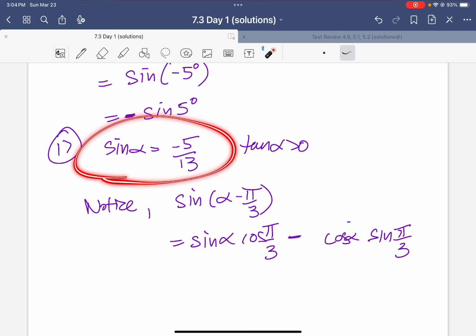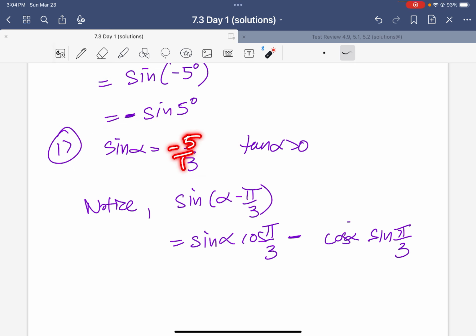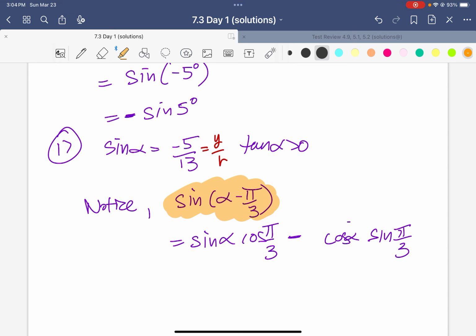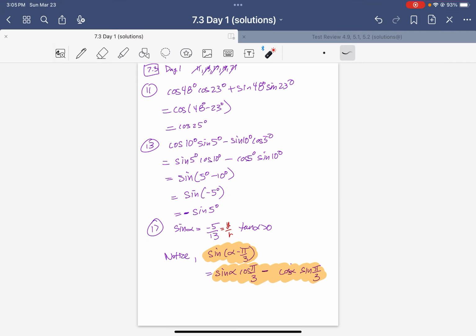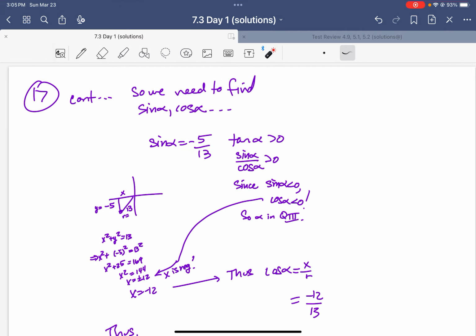Well, then if you have the sine of alpha is -5/13, don't forget sine is y over r, so that's telling you y and r, and the tangent is positive. Well, first off, notice that what we're trying to find is the sine of alpha minus pi/3. Well, the first thing we can do is apply the difference formula and rewrite it like so. Sine, cosine, cosine, sine, with the same sign in the middle. But cosine of pi/3 and sine of pi/3 are just on our trig hands, right?